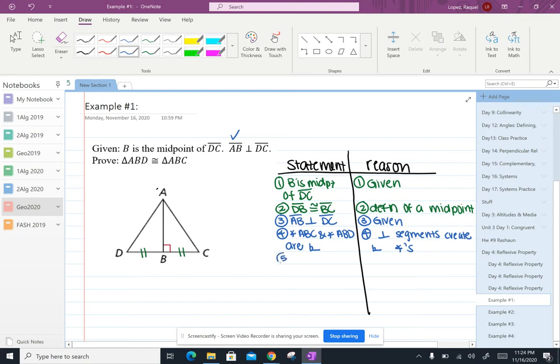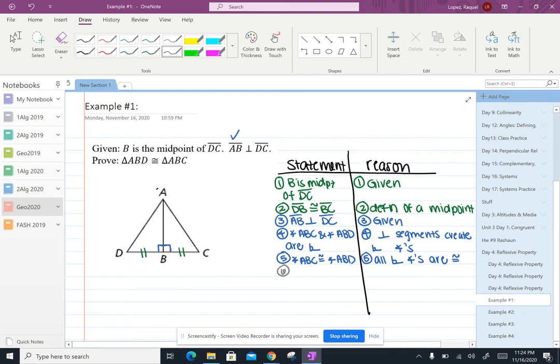Okay, so then our 5th step would be to say that angle ABC is congruent to angle ABD. So we're going to put a little box here as well. And the reason for that would be all right angles are congruent, because all right angles measure 90 degrees. And so that means that all right angles are congruent.